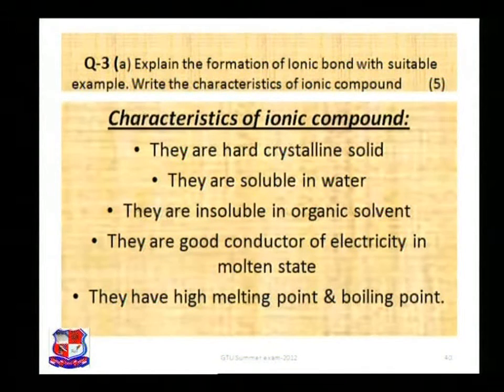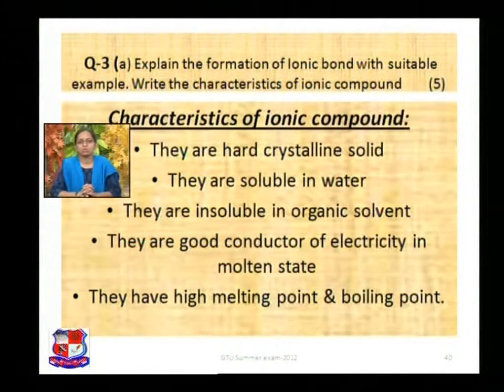These are the characteristics. What do they state? Ionic compounds are hard, crystalline solids. They are soluble in water. You know, the sodium chloride salt that we eat is soluble in water. They are insoluble in organic solvents. They are good conductors of electricity in molten state, which means they can conduct electricity in the molten state. They have high melting point and boiling point. So these are the characteristics that complete our entire 5 marks answer in the GTU.